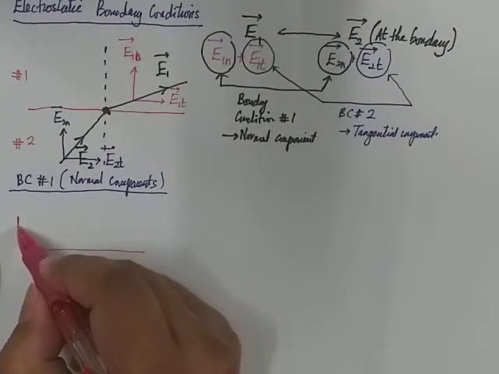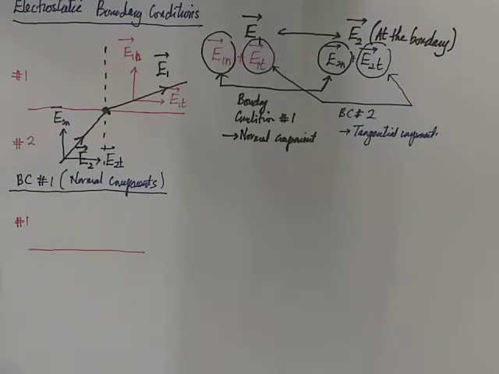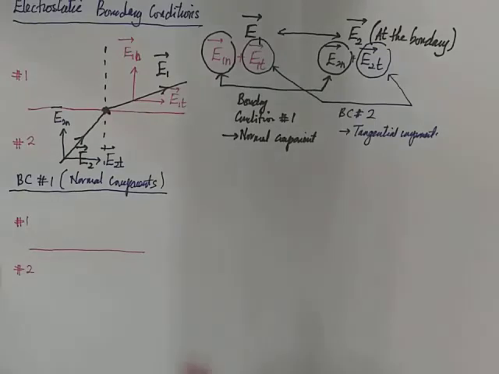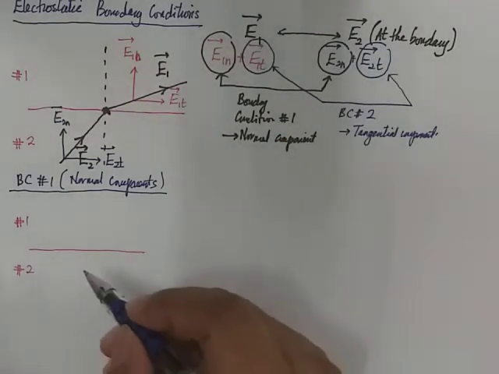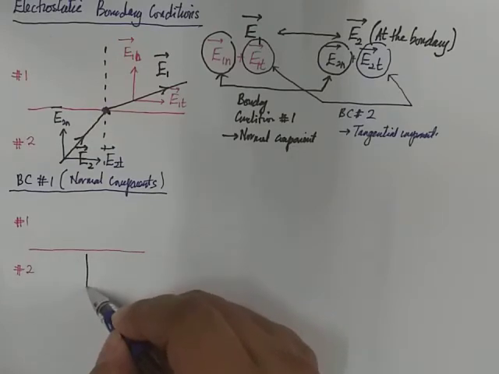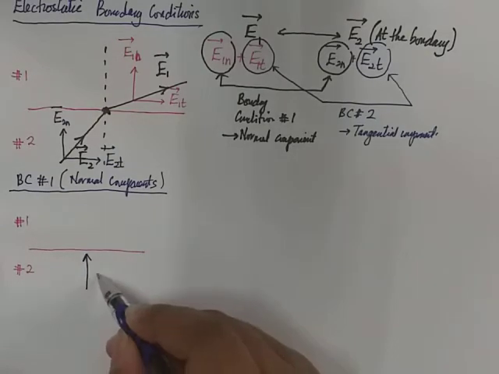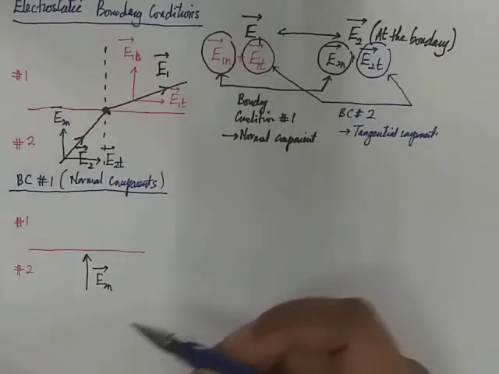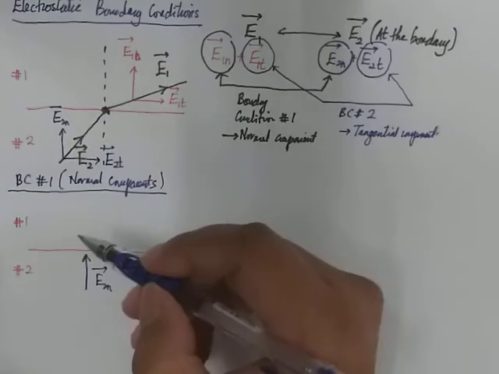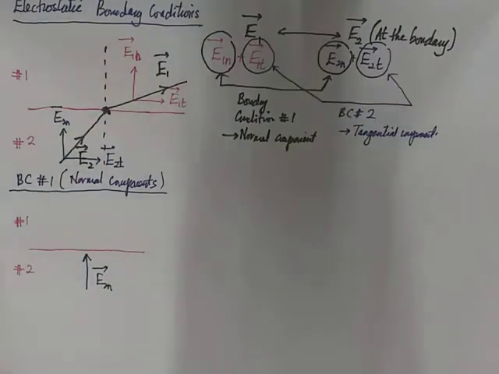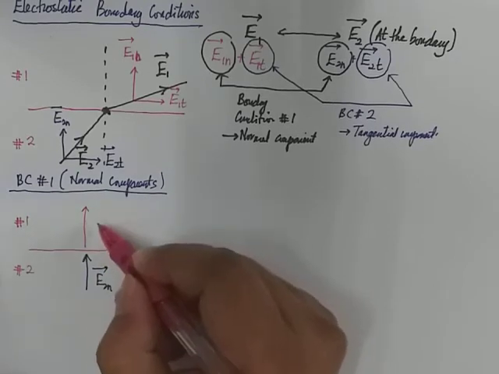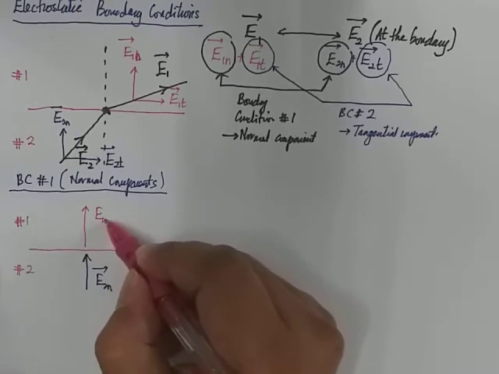The upper region we're going to denote as region number 1. The lower region we're going to label to be region number 2. So our normal component is going to appear like this. So this should be my E2N, similar to the one shown up here. And this is going to be my E1N.